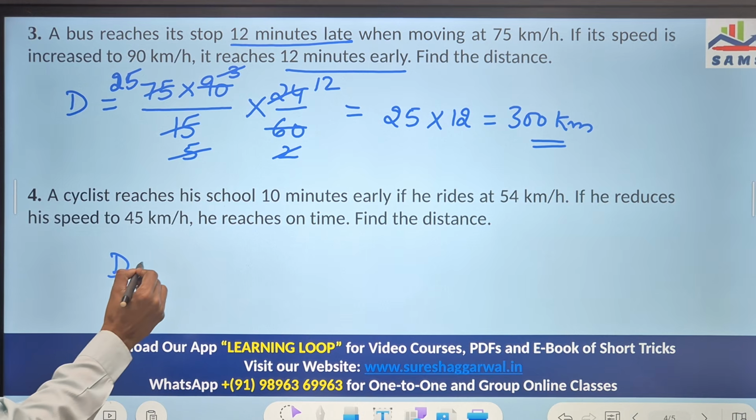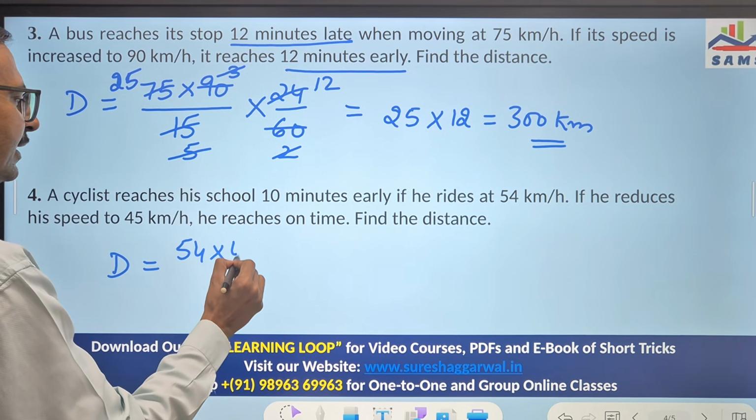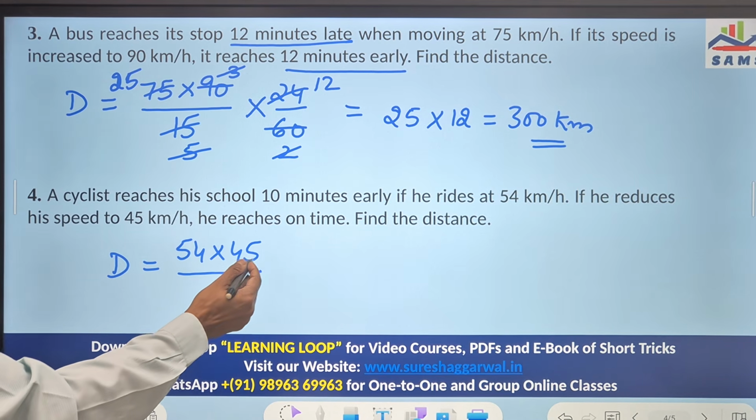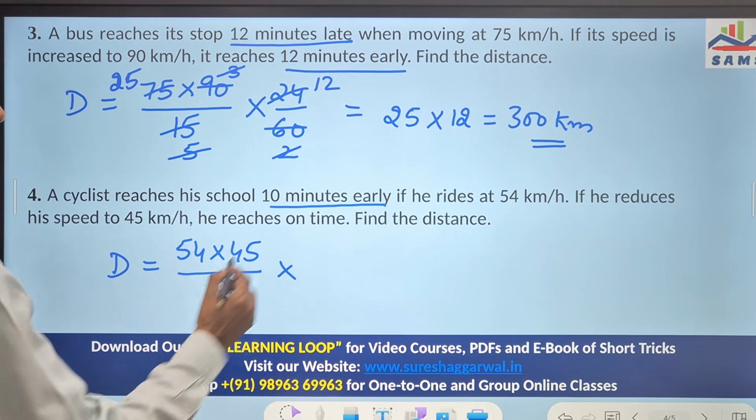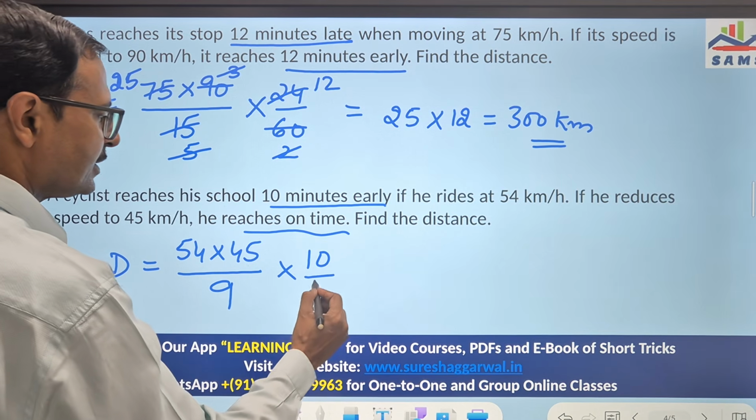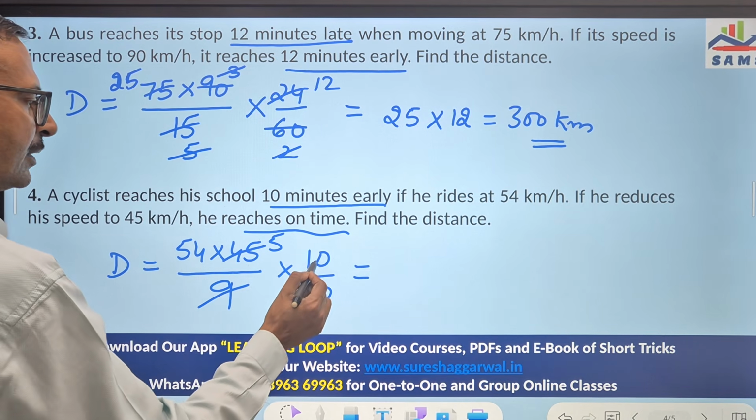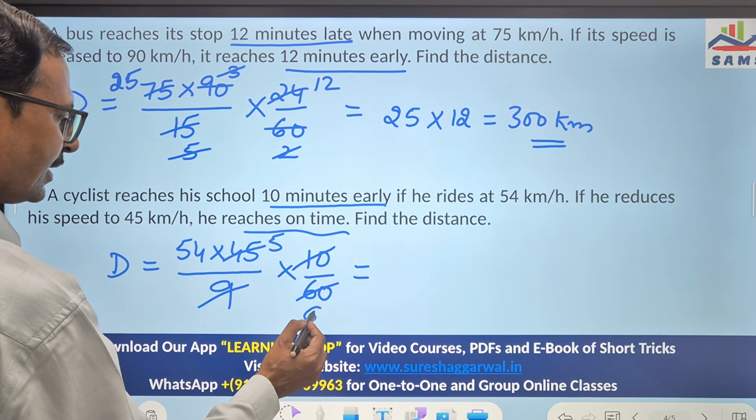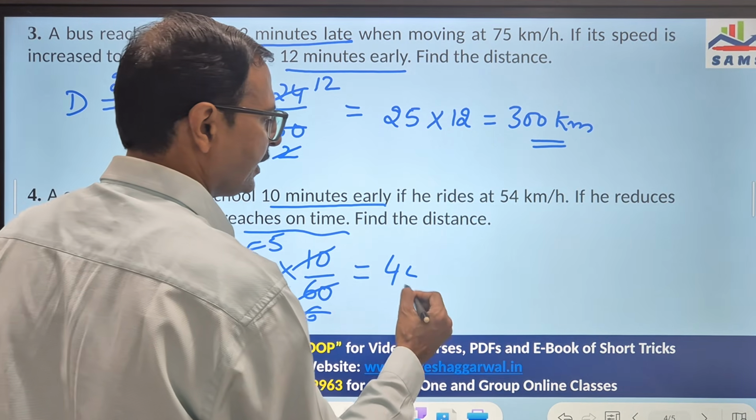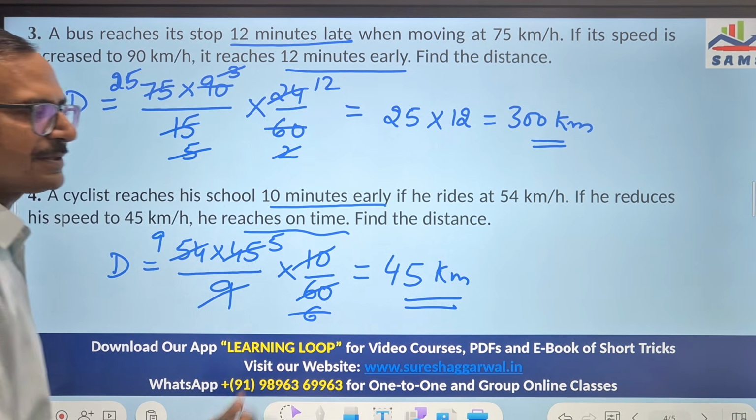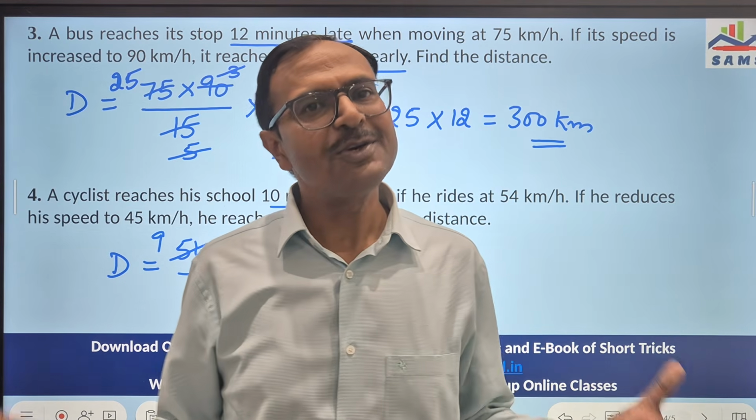Let's see this question. Distance is, what are the speeds? 54 and 45, and then in the denominator the difference between 54 and 45 is 9, and then the difference in times, 10 minutes early and on time. On time means 10 only. So 10 upon 60. So you have to do this calculation now. So 9 cancels this 5 times. 10 cancels this 6 times. 6 9s are 54, and so 9 times 5, 45 kilometers is the answer for the question. Now you can see how quickly the problems are getting solved. Once you know the concept, you know the solution also.